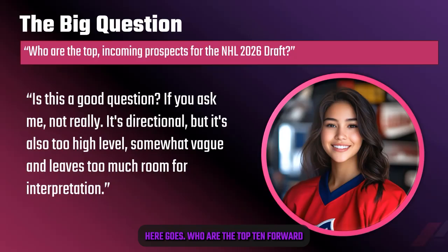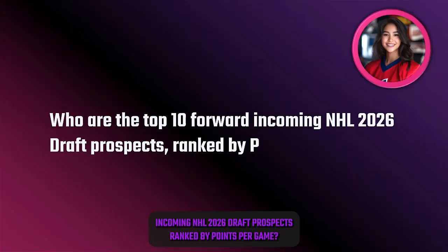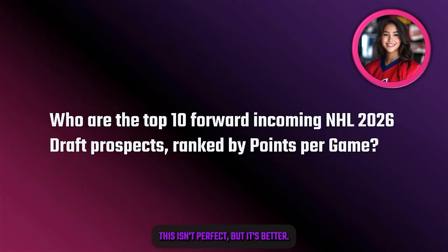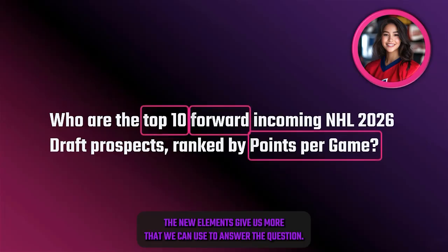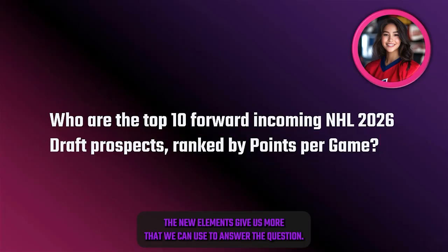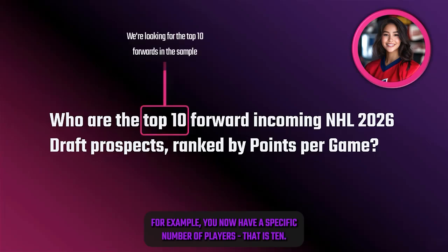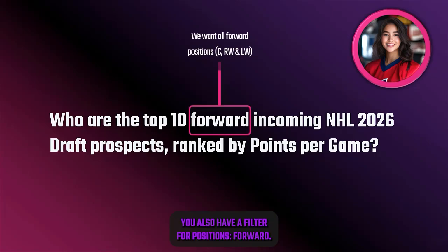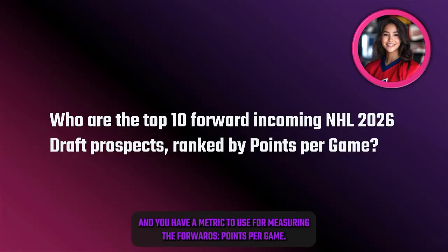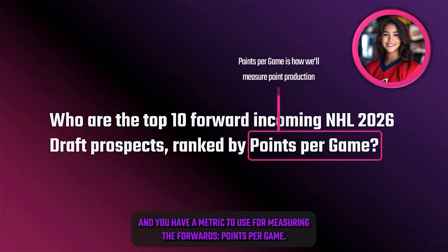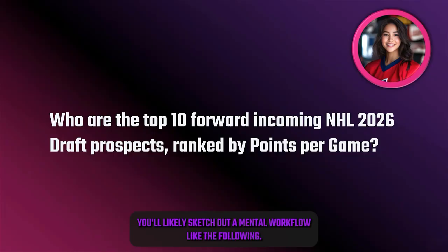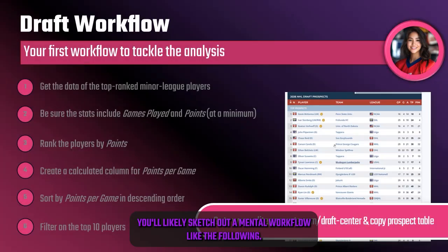Here goes. Who are the top 10 forward incoming NHL 2026 draft prospects ranked by points per game? This isn't perfect, but it's better. The new elements give us more that we can use to answer the question. For example, you now have a specific number of players, that is, 10. You also have a filter for positions, forward, and you have a metric to use for measuring the forwards, points per game. If you think forward, you'll likely sketch out a mental workflow, like the following.